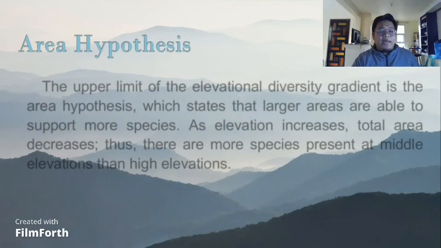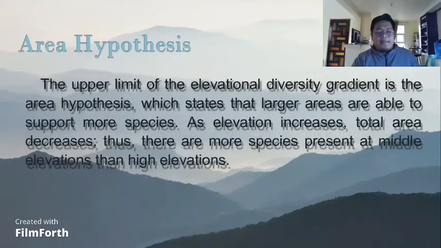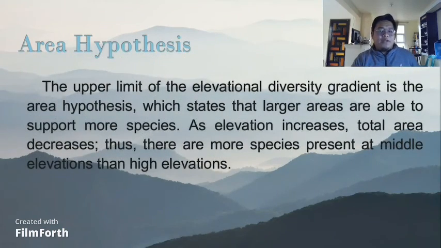First is the area hypothesis. It states here that the upper limit of elevational diversity gradient, or the EDG, is the area hypothesis, which states that larger areas are able to support more species. As elevation increases, total area decreases. Thus, there are more species present at middle elevations than high elevation.